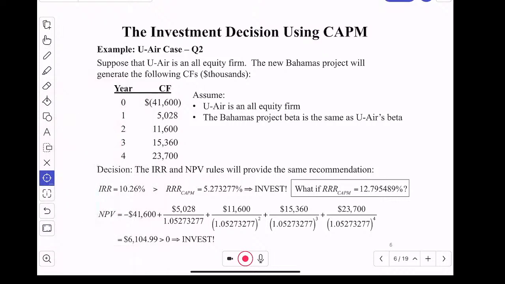Suppose UAir is an all-equity firm. The New Bahamas project will generate these cash flows. Remember these. We calculated those, or I showed you how to get those. And we assume that the Bahamas project beta is the same as UAir's beta. Okay, so that's a big assumption. It's not necessarily true. A project that you're starting that's new could be more risky. But we'll use UAir's beta for now. And we got 1.55 and used it already. So we have all these calculations.